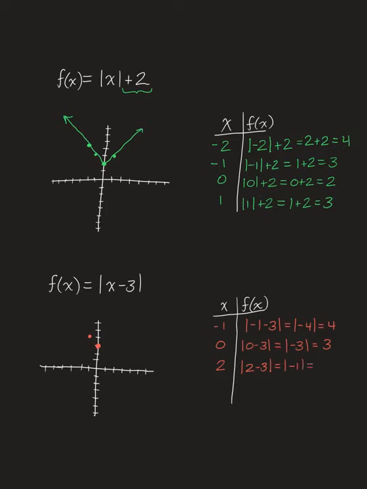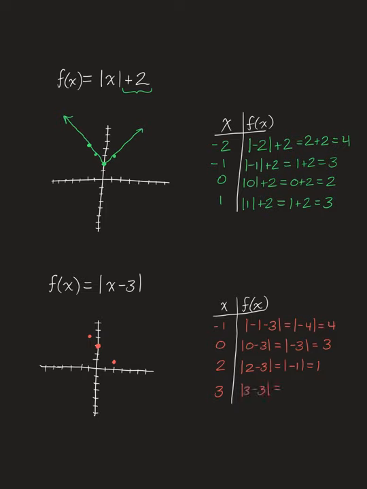So that gives me the absolute value of negative 1, which is 1. So at 2, I am at 1. And one more, I'm going to plug in 3. Actually, we might do 2 more.